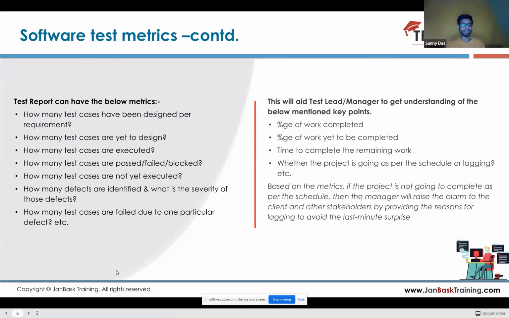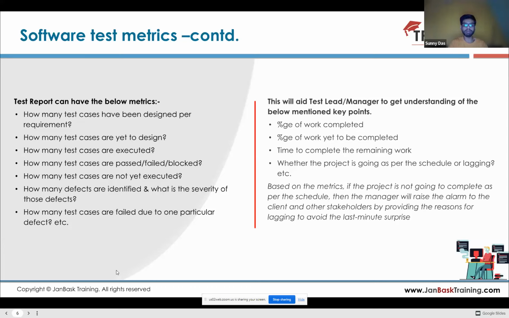We can see that the test report can have the following metrics. Okay, what are those metrics? How many test cases have been designed per requirement? For a particular requirement, you need to have multiple test cases. What will be those test cases? You will have some positive test cases and some negative test cases. You need to apply the test design techniques for that.